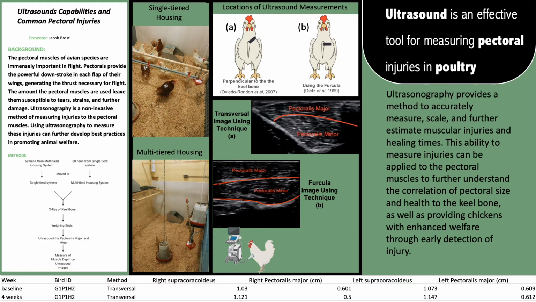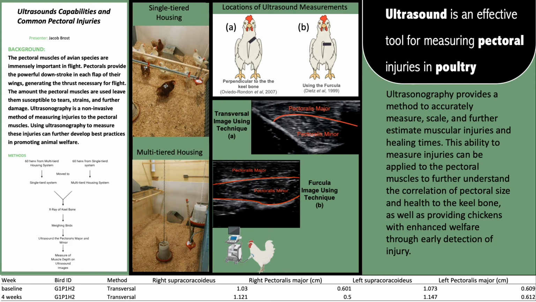After ultrasound imaging is completed, the muscle density of the pectoral minor and major must be measured using an image processing software. The measurements are collected into a master spreadsheet. A portion of this spreadsheet can be seen at the bottom, displaying the left and the right pectoralis minor and major depths. With all this data, a number of things are observable. Primarily, the relationship with an increased muscle growth in chickens moved to a multi-tiered housing system, and muscle atrophy in those moved to a single-tiered system.